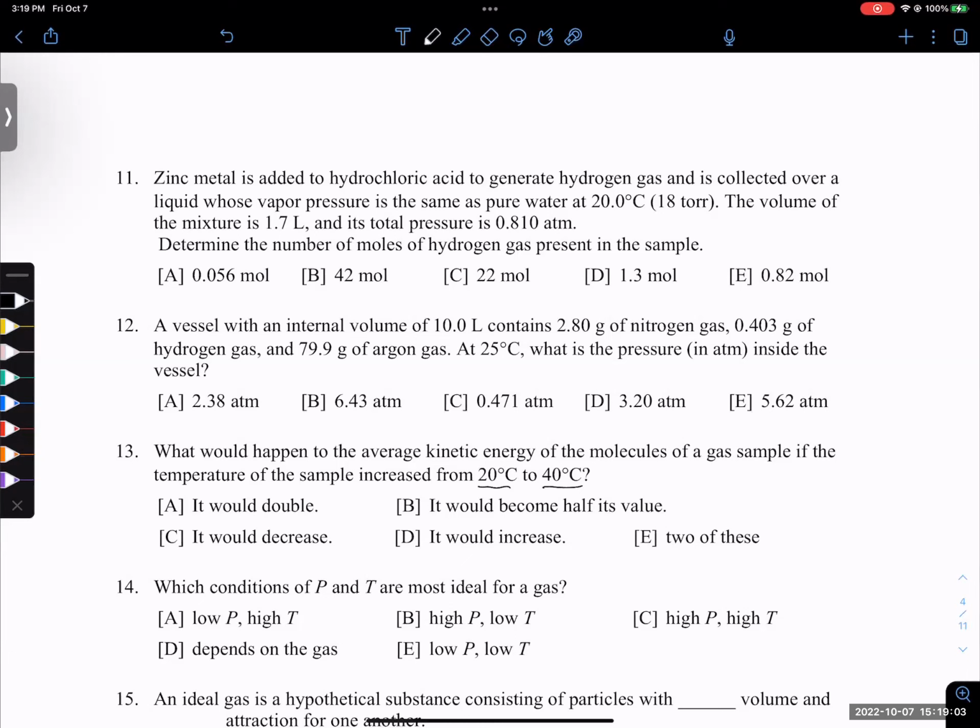Okay, so why does that make sense? Why does it make sense that as your temperature increases, your average kinetic energy increases? Faster. Because they're the same thing. The molecules are going to be moving twice as fast if you double the temperature. Think about it this way: if you're going from 20 to 40, isn't it doubling?